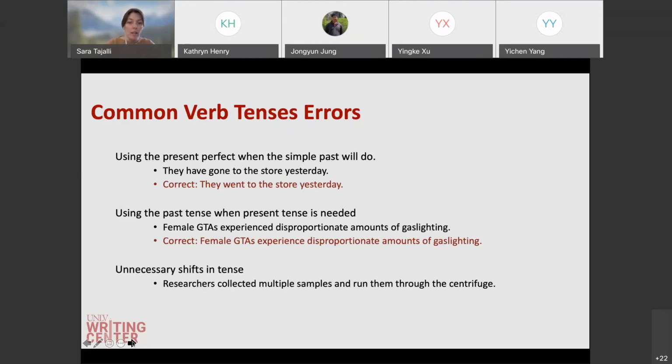And then unnecessary shifts in tense. So researchers collected multiple samples and run them through the centrifuge. Here we start with the past tense and we shift to the present tense when this is something that happened in the past. So you want to maintain that consistency in your tense. Researchers collected multiple samples and ran them through the centrifuge. You're talking about something that happened in the past. Both of these actions happened in the past, so you want to keep those shifts consistent.